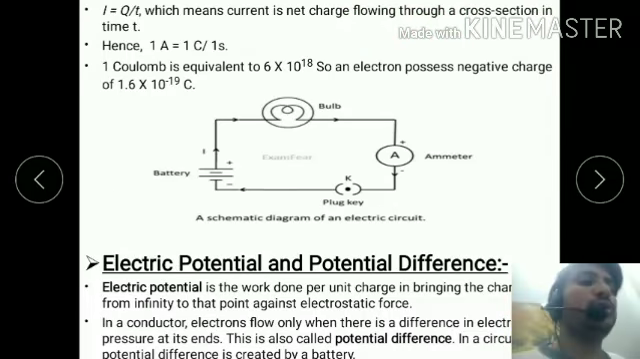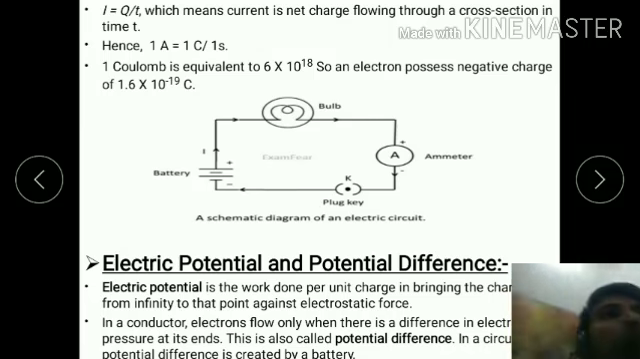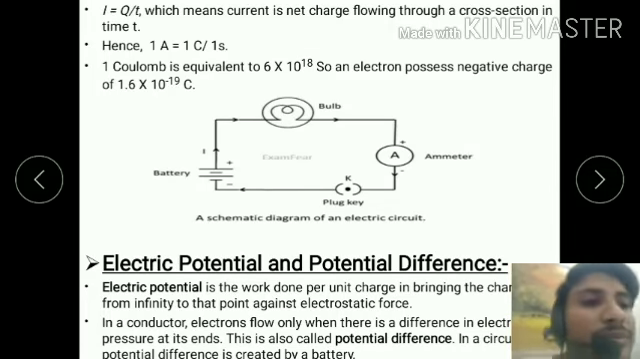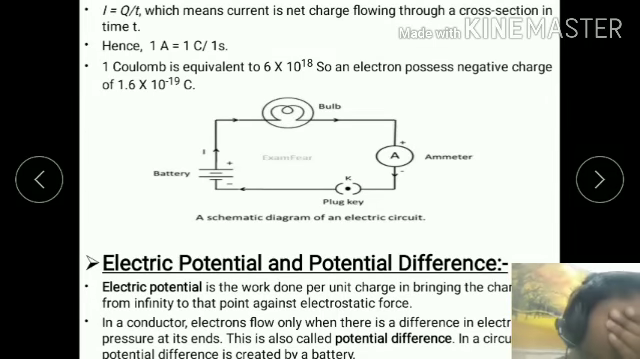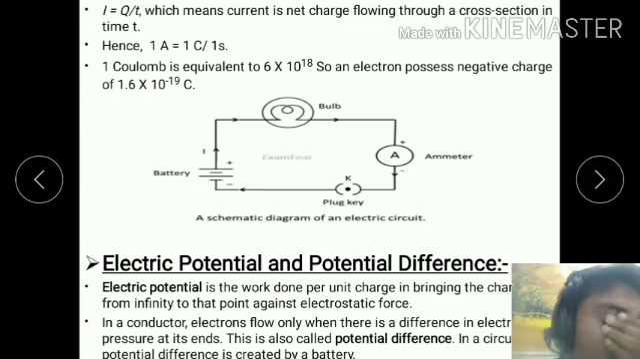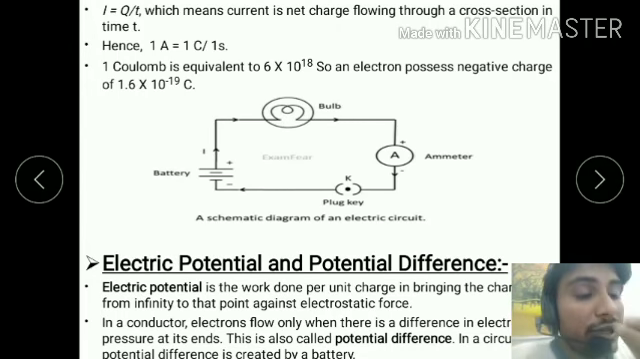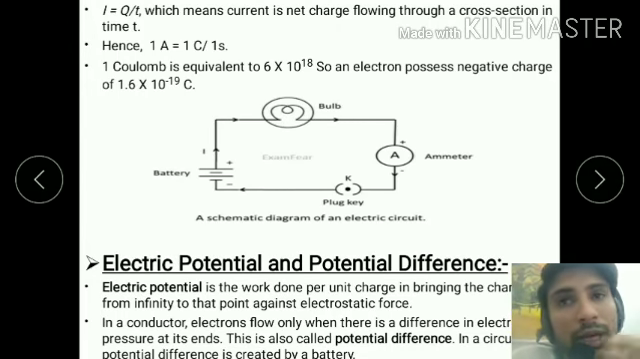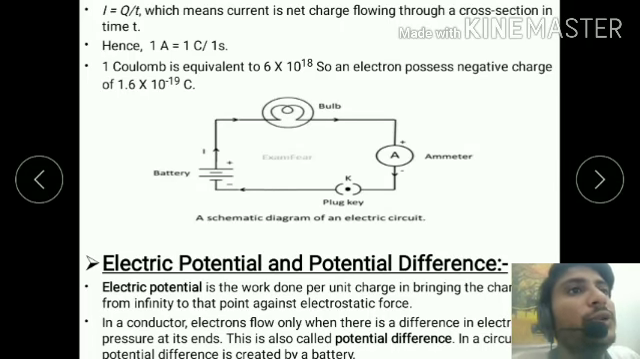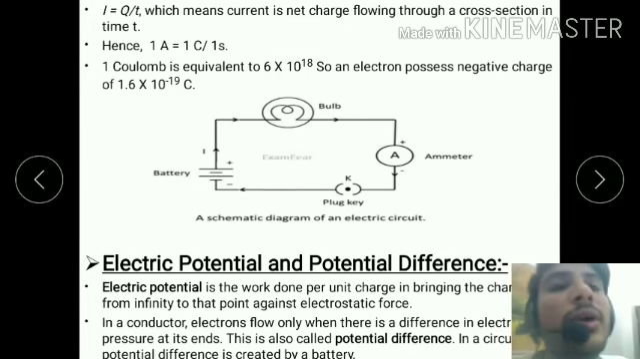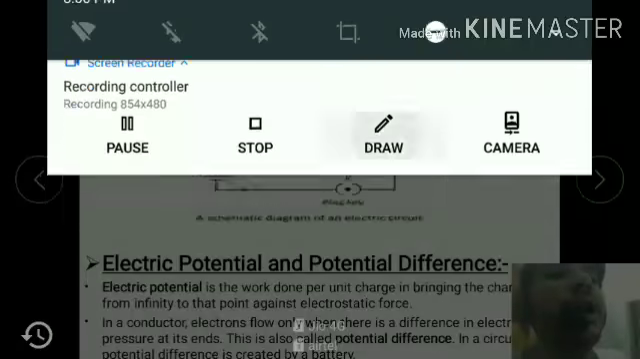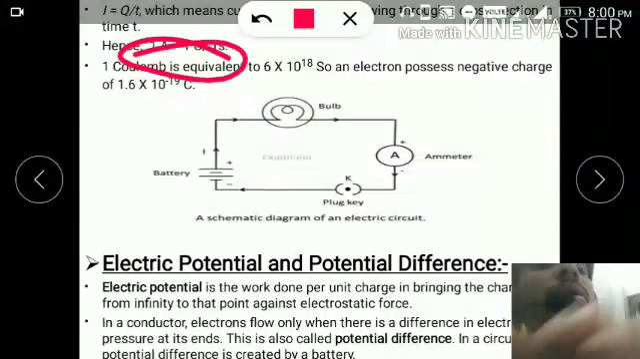You are not supposed to learn the definition of the current by heart. You have to understand. What is the definition of current? You can find the definition of current from the formula. I is equal to Q upon T means current is not charge. Current is the net charge flowing through a cross section in time. Here 1 ampere means 1 coulomb per 1 second.